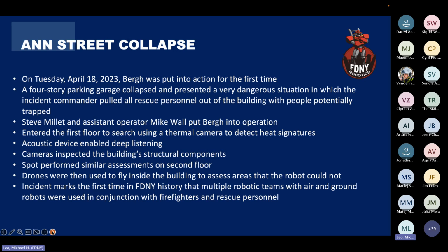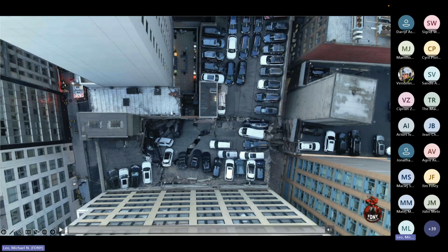We came in later with LiDAR on the drones, just for a good structural assessment, which was very useful to the Department of Buildings. So much so that we were able to have a team enter the building once we deemed it was safe to extricate the victim. And then we also flew inside as well, which we'll see in a minute. So here's the video of basically the entire incident.